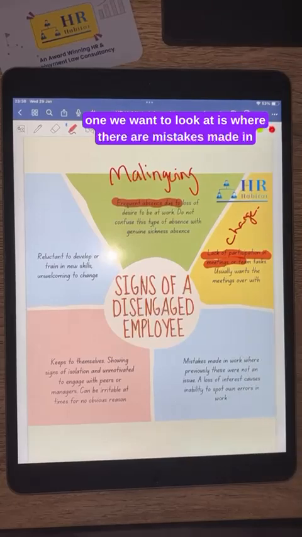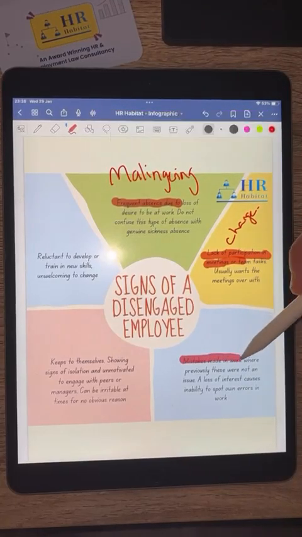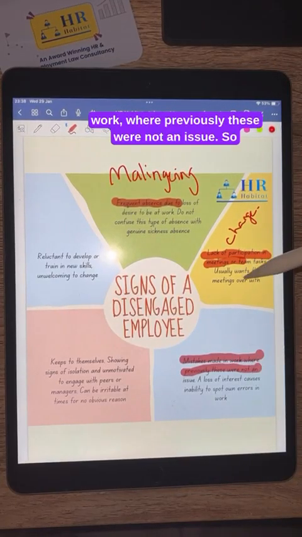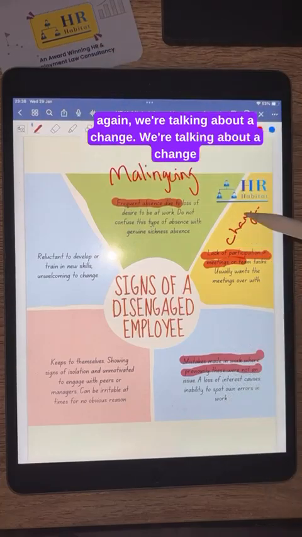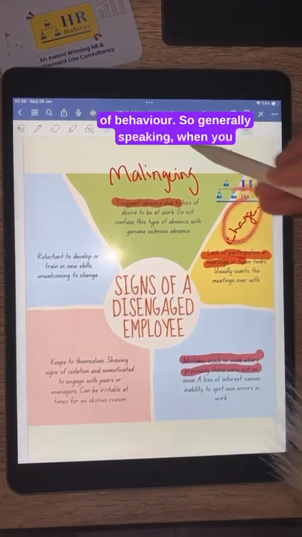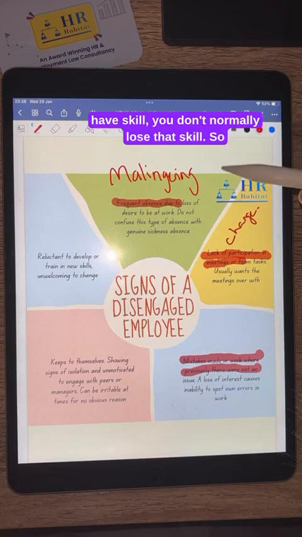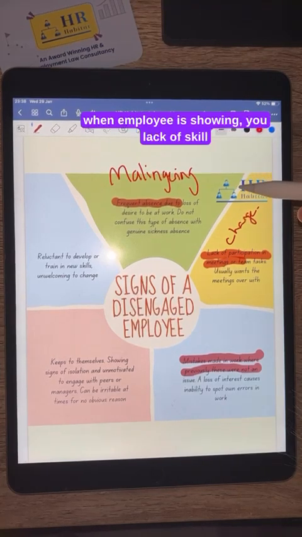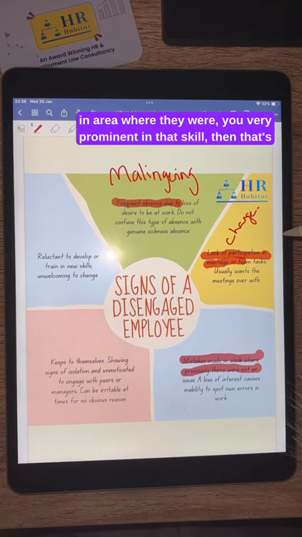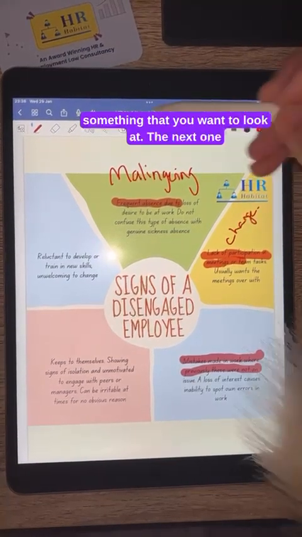The next one we want to look at is where there are mistakes made in work where previously these were not an issue. So again, we're talking about a change. We're talking about a change of behavior. So generally speaking, when you have a skill, you don't normally lose that skill. So when an employee is showing a lack of skill in an area where they were very prominent in that skill, then that's something that you want to look at.